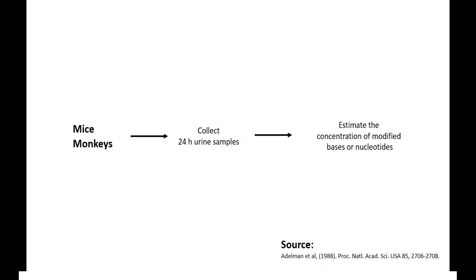They recruited a few mice and monkeys, and they collected urine samples over a 24-hour period of time. Then they estimated thymine glycol and thymidine glycol in the urine in terms of nanomoles per kg per day. Take a note of this unit, nanomoles per kg per day. You can see that the urinary output of these analytes is normalized against their body weights.